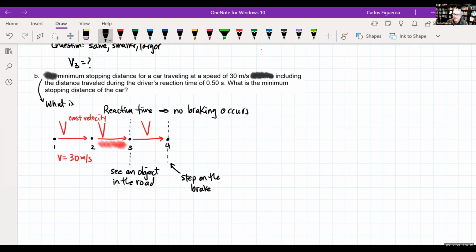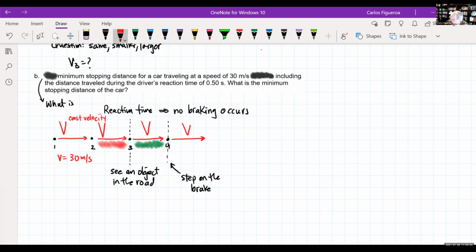Question: is the speed at point 4 the same, slower, or faster than at point 3? Wouldn't it be the same? It would be the same because look at the interval. The interval between 3 and 4 is the same as the interval between 2 and 3. So the speed is exactly the same length. You do not change speed after you hit the braking, right?